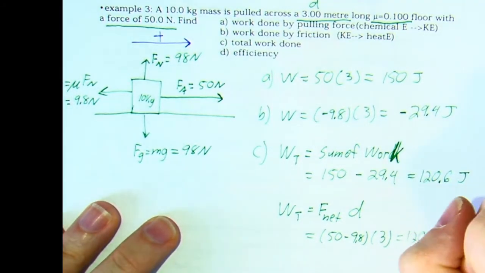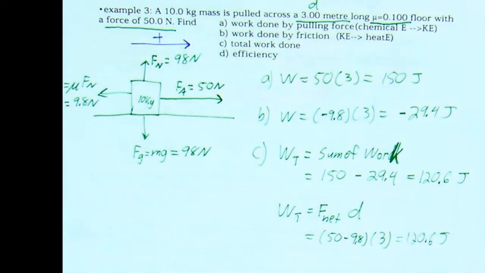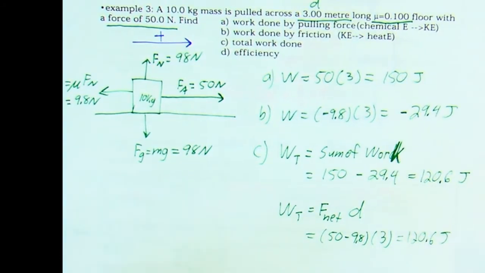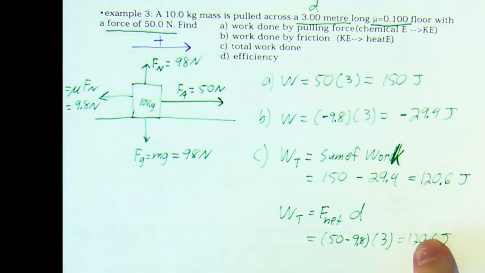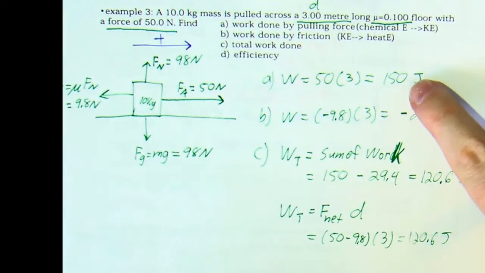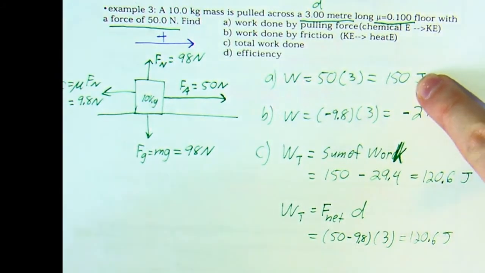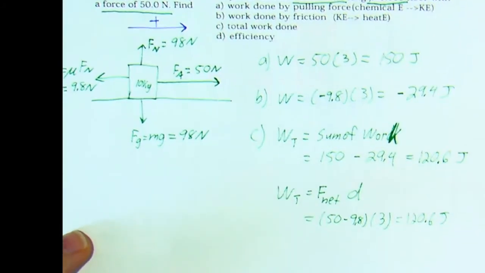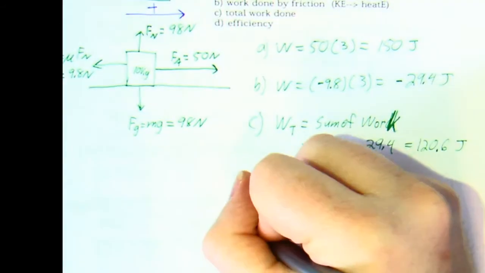120.6 joules. So now we can look at the efficiency. We've got the total work done, the amount of work that was actually done. This is the amount of work that our applied force put in. So let's look at efficiency.